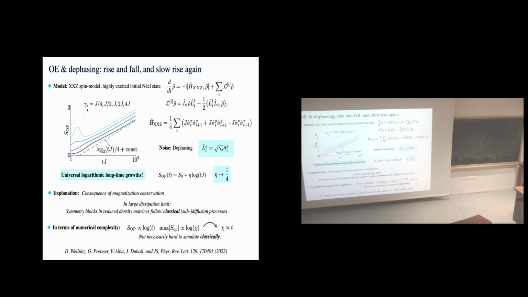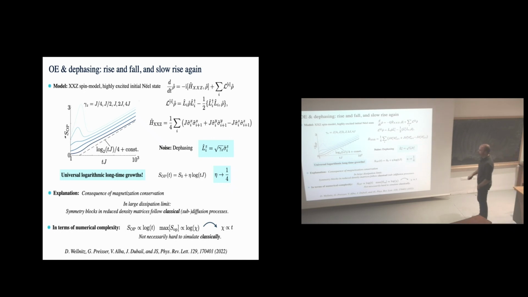This is the smallest one. This is j over 4. Then, sorry, you cannot see this, there's one curve that goes up here. That's for j over 2, and then j, and then so on. Of course, if you make the dephasing very large, then you kill any of this initial coherent dynamics. You go immediately to this dissipative limit where you have this log growth.